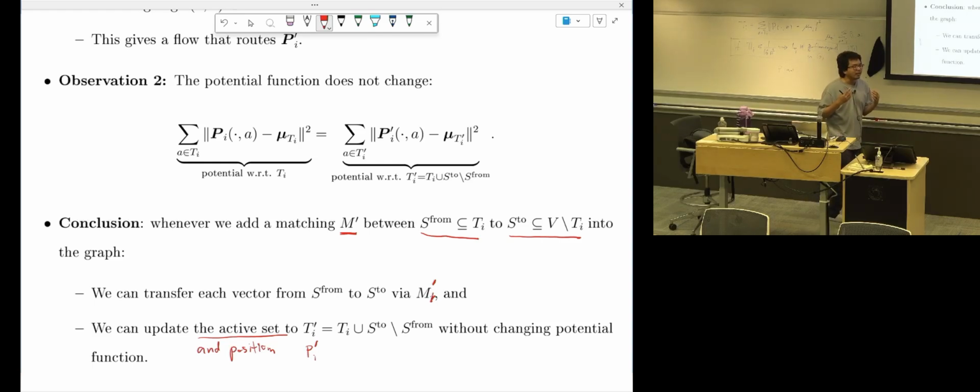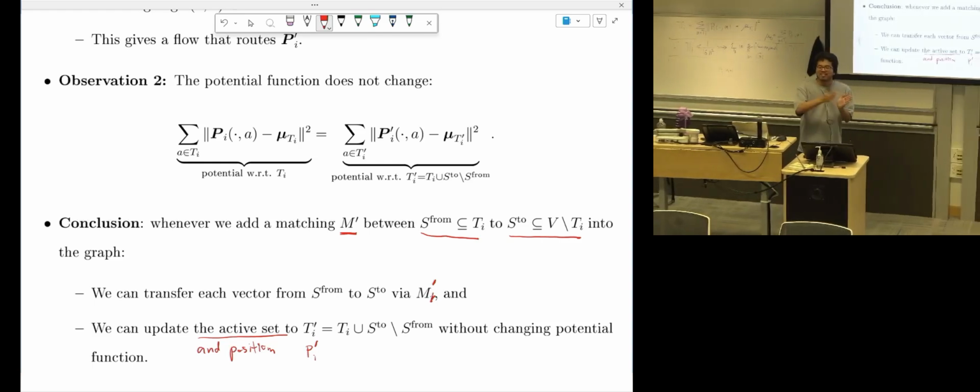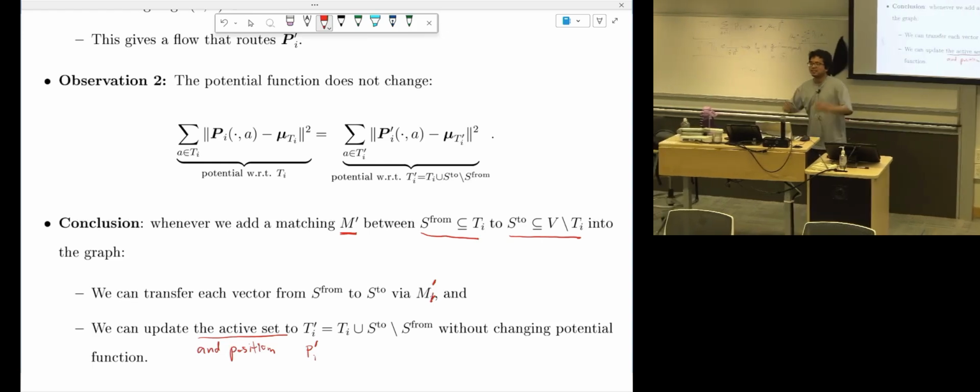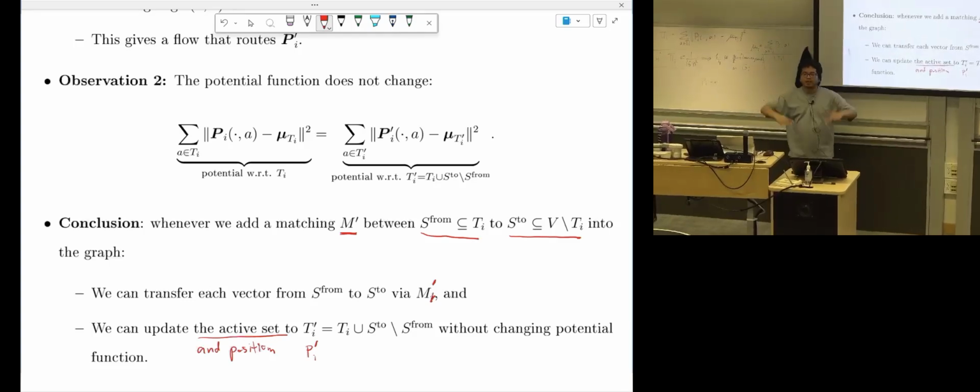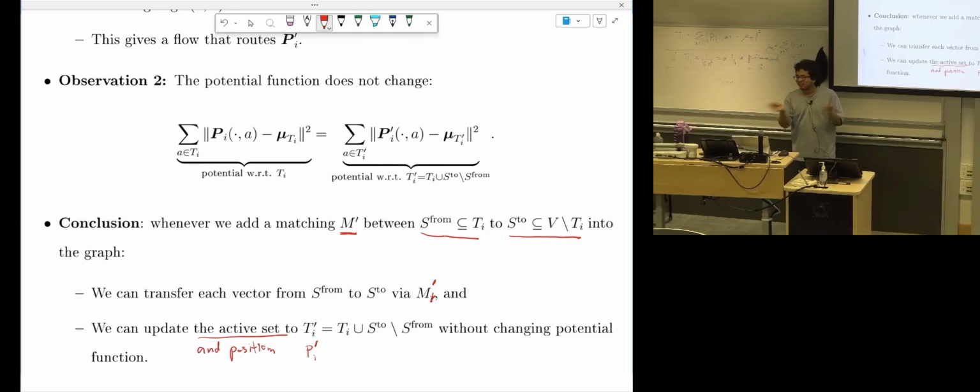So you should think, whenever I want to move the active part to the inactive part, I can do it for free. At any point of time, as long as I add this matching from S from to S2, I can just do that, and then the potential doesn't change at all. And so you can imagine that when you run the cut matching game in every round, if at some point you want to move things, you can just do that as long as you add a matching.